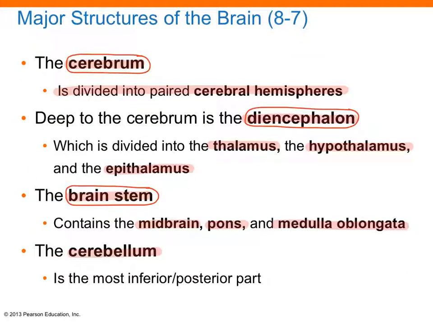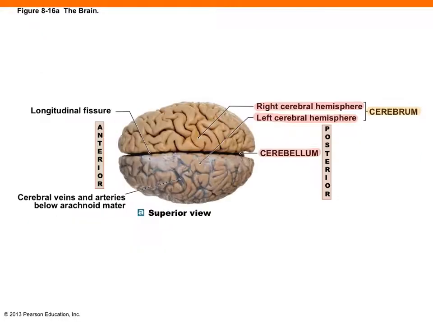The major structures of the brain: the cerebrum is divided into paired cerebral hemispheres. Deep in the cerebrum is something called the diencephalon, and the diencephalon is divided into the thalamus, the hypothalamus, and the epithalamus. The brainstem contains the midbrain, pons, and medulla oblongata, and the cerebellum is the most inferior posterior part of the brain. This is the superior view of the brain.